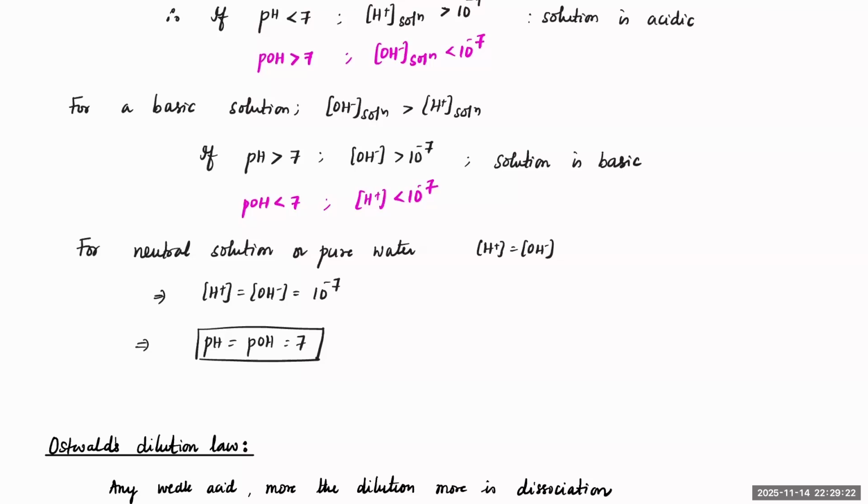For a neutral solution or pure water, we expect H plus and OH minus concentration should be equal and it should be 10 raised to power of minus 7. So that means when pH or pOH is equal to 7, then we say it is a neutral solution.